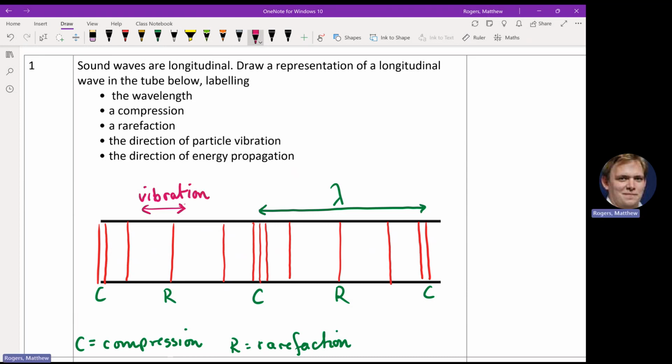So each particle will be vibrating left or right, while energy moving through the system can either be going to the left or the right, but it has to be one of the two. Because I read right to left, I usually think about it traveling right to left. So I'm going to label this as the propagation, the direction that energy is moved in the wave.